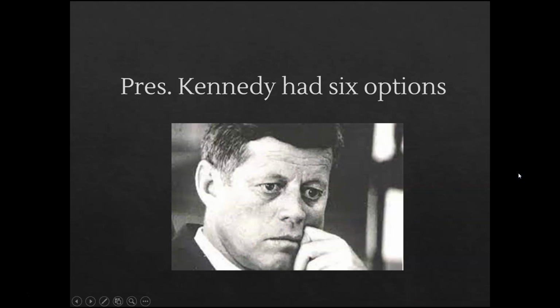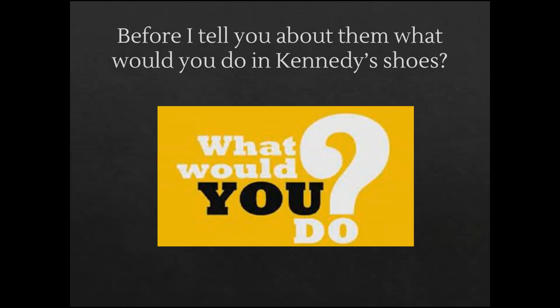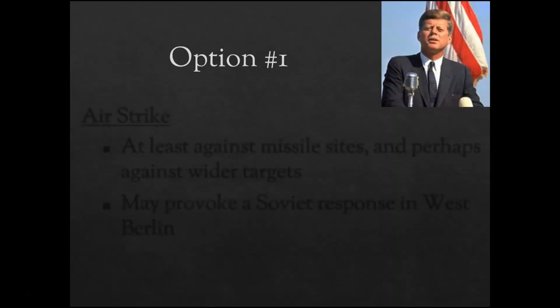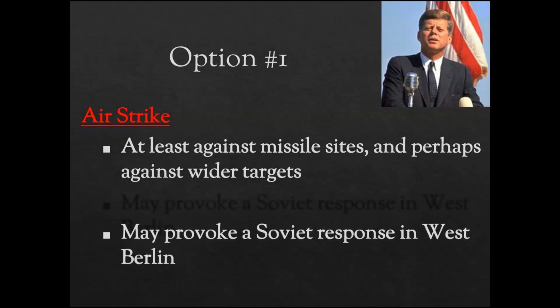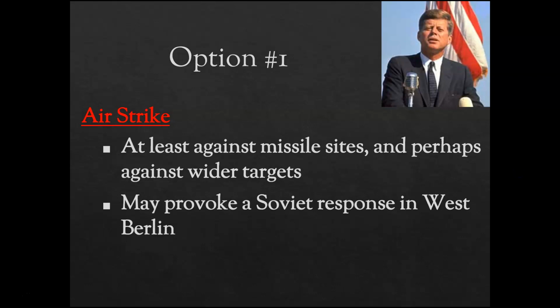So President Kennedy had 6 options. This is a very tough job. And before I tell you, what would you do in Kennedy's shoes? In class we talked about this, but if you're absent and you're watching this video, just think, what would you have done in his situation? Anyhow, option 1, he could have done an airstrike, at least against the missile sites and perhaps against wider targets. Downside, he may have provoked a Soviet response in West Berlin, and that would have been a chain reaction. But option 1 was an airstrike.